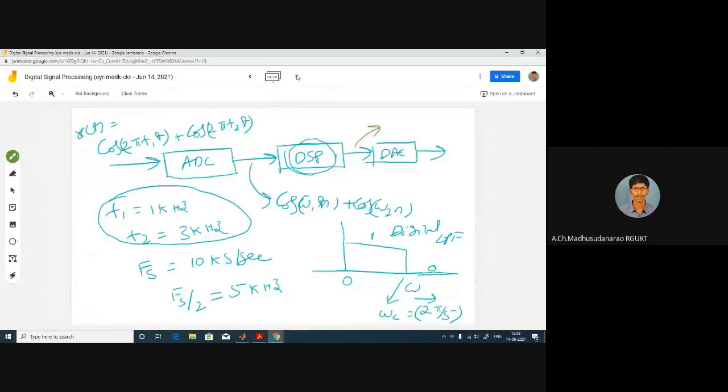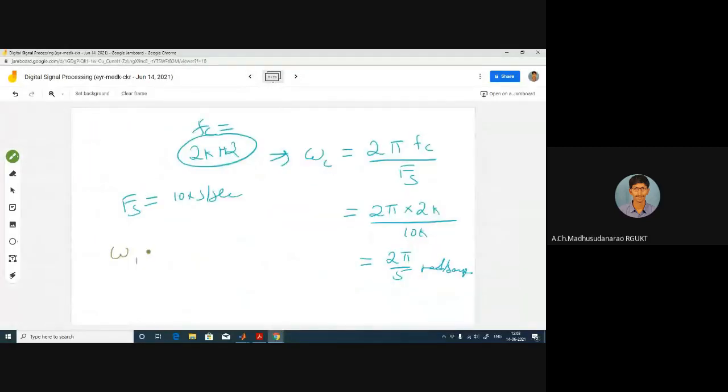First of all, what is omega 1? Where f1 equal to 1 kilohertz, right? What is omega 1? 2 pi into f1 by fs, right? What is this value? 2 pi by 10, radians per sample. Then what is my omega 2? 2 pi into f2, means 3k, right? 3k by 10k. Then what is this? 6 pi by 10.